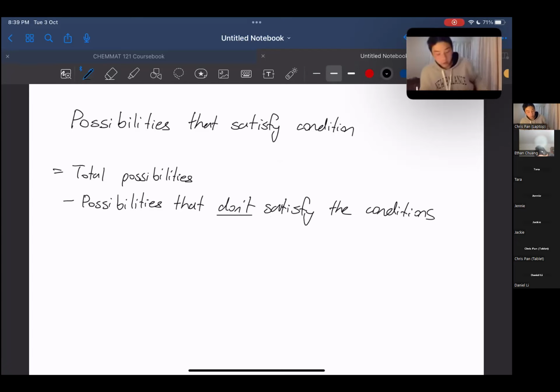Okay, so what's the total number of possibilities? Well, the total number of possibilities is just every possibility where we're choosing four people from a group of eight, right? Which we figured out in the previous example. Wait, did I even say what the answer to the previous example was? I think I did. Okay, anyway, it's 70, right? So the total number of possibilities, this one right here, that should be 70. So now we should find the number of possibilities that don't satisfy the conditions.